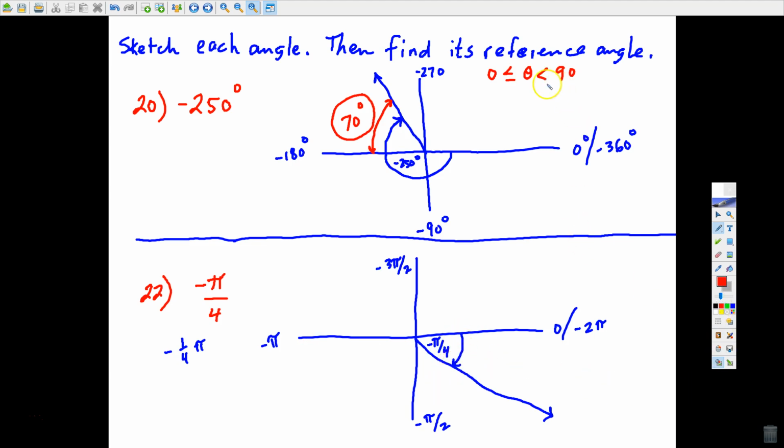So the reference angle, again, has to be described in this way, and it's going to be between the terminal side of a given angle and the x-axis. So we're talking about this angle that I've marked in red, and that is pi over 4. Okay, that angle here measures at literally pi over 4 radians. And so my answer for number 22 is just pi over 4.